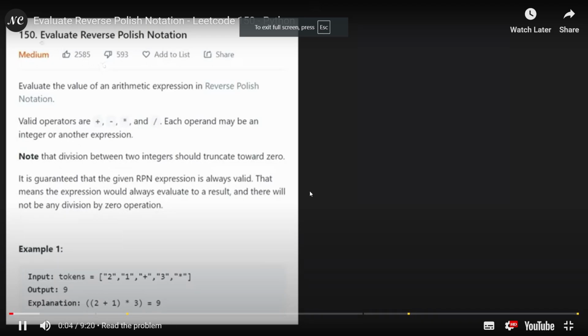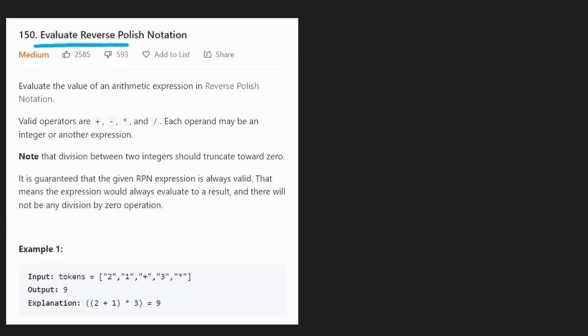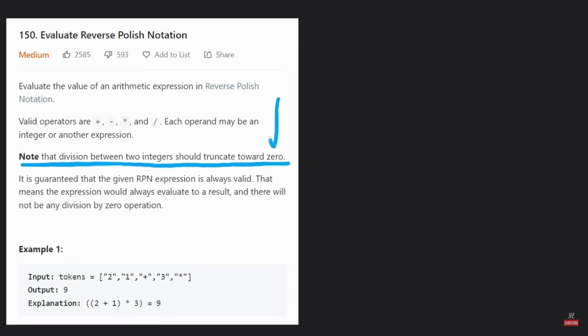So today let's solve the problem evaluate reverse Polish notation. Quite a mouthful, but basically this problem is about what the meaning of that term even means, and it's just kind of a way to compute arithmetic expressions, and the only operations we're really going to be doing in this case are going to be the simple ones: add, subtract, multiply, and divide. One note that they tell us, though, is division between two integers should basically round towards zero.